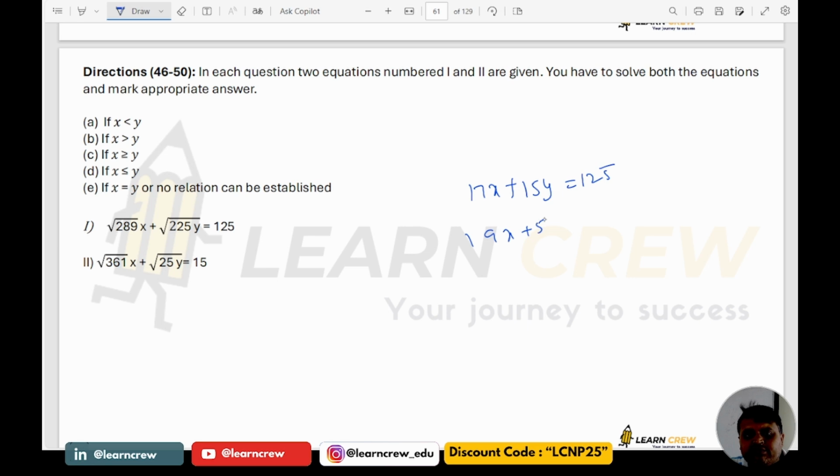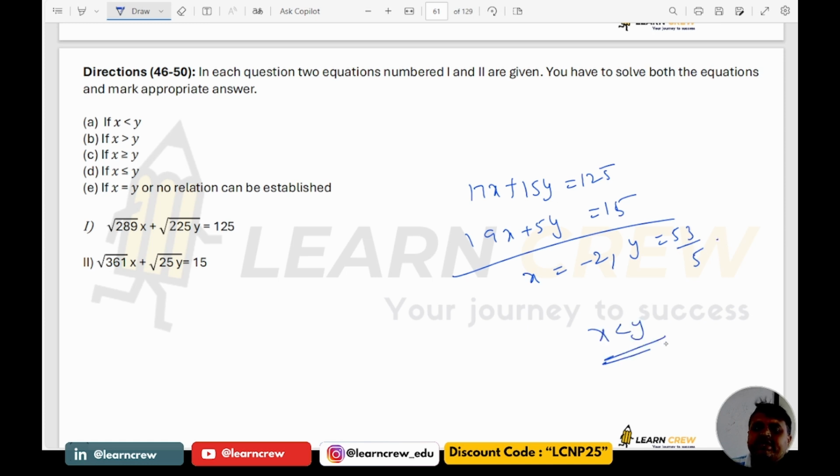Now next. So it is 17x plus 15y is equal to 125. 19x plus 5y is equal to 15. If I solve these two, how much I get? I will get x as how much? Minus 2 and y as 53 by 5. So I can say x less than y. So x less than y is correct.